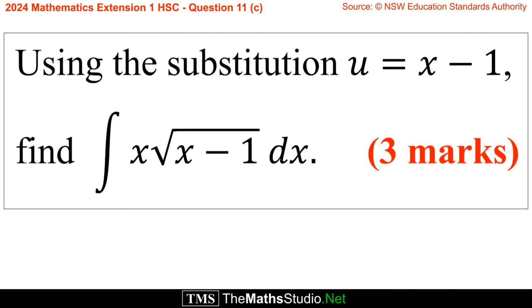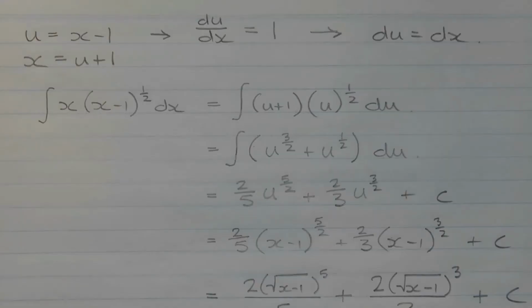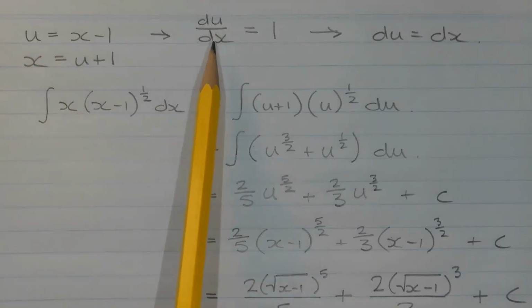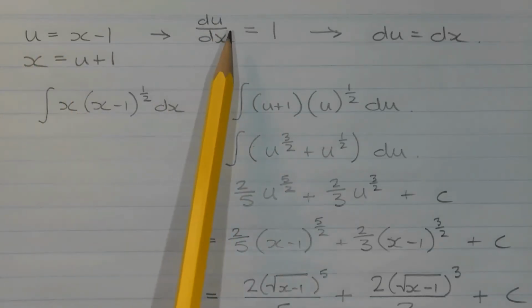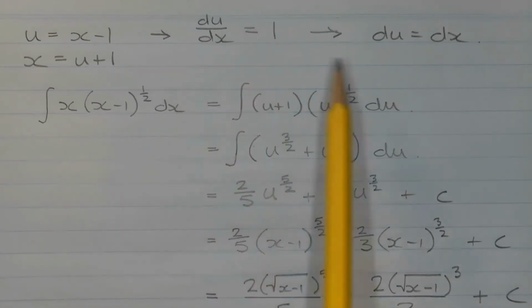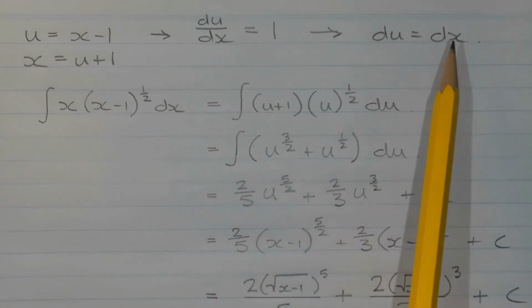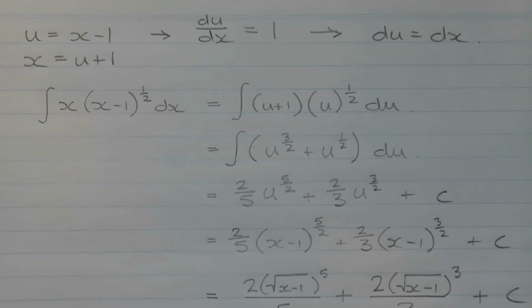Question 11, Part C. Using the substitution u equals x minus 1, find the integral of x times the square root of x minus 1 dx. Starting with the substitution u equals x minus 1, differentiate u with respect to x. We get du/dx is equal to 1. Moving the differential dx over to the other side, we get du is equal to dx. And that's the relationship between the two differentials.